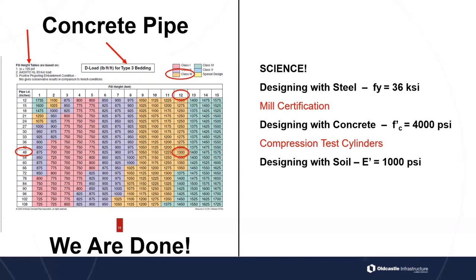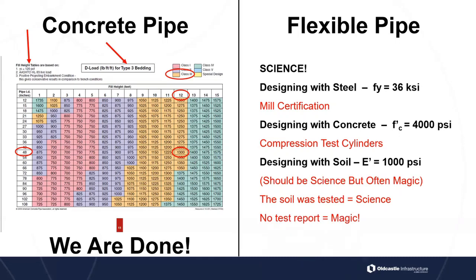Now, when I'm designing with soil, if I look at that modulus of soil reaction, the horizontal modulus of soil reaction, and I say the E prime is 1,000 PSI, it should be science, but it's often magic. What I mean is that if we went out and tested that soil to determine what that E prime value was, then it's science. But if we're not out there testing it and verifying that that E prime of 1,000 PSI is correct and accurate in our calculations, then some might argue that that's just magic. Maybe it's not science after all.